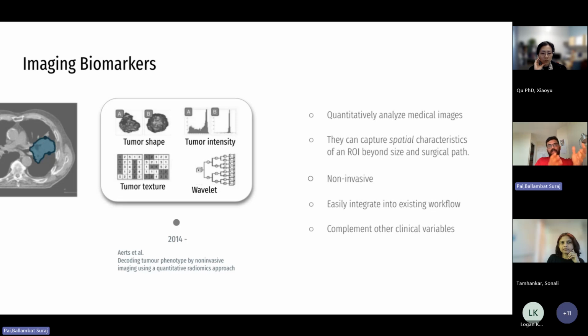And what this study did was try to quantitatively analyze medical images. And this was done by, if you see this image here, do you see my cursor as well? I hope so. I've been using it.